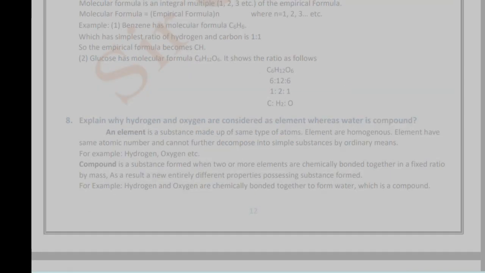7. Describe relationship between empirical and molecular formula. Explain with examples. Molecular formula is an integral multiple, 1, 2, 3 etc., of the empirical formula. Molecular formula equals empirical formula times n, where n equals 1, 2, 3, etc.